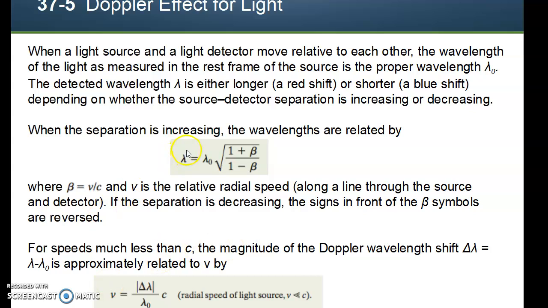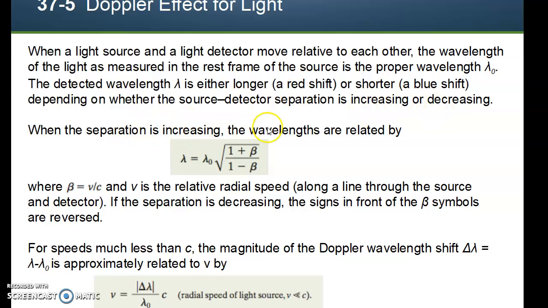We've had before the Doppler effect for sound. Now we're going to see what the Doppler effect is for light. So when a light source and a light detector move relative to each other, the wavelength of light as measured in the rest frame of the source is the proper wavelength, lambda 0. The detected wavelength is either longer, a red shift, or shorter, a blue shift, depending upon whether the source-detector separation is increasing or decreasing.